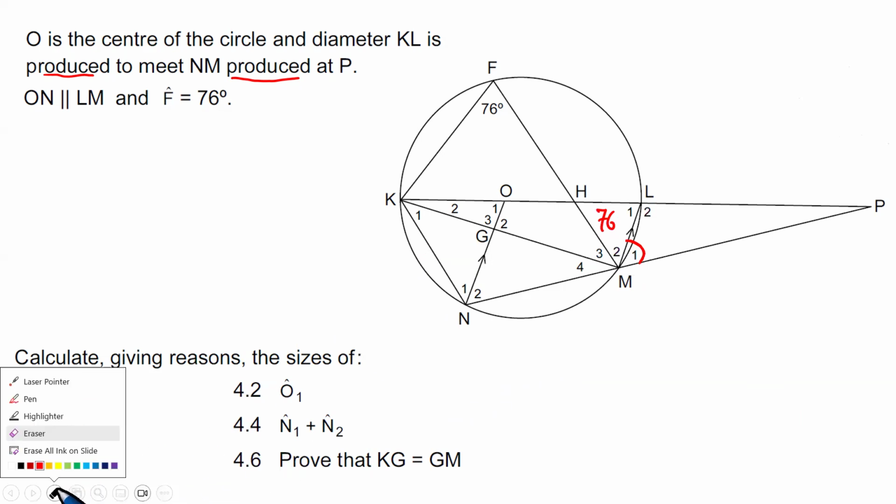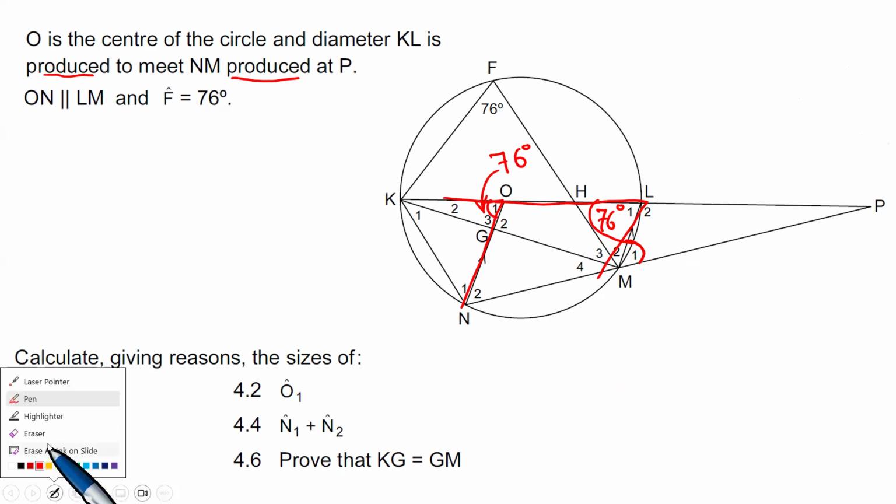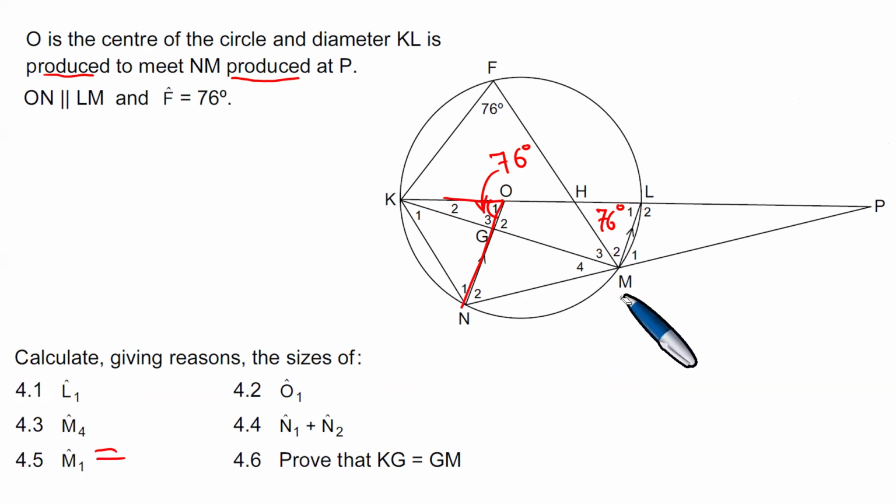L1 is 76 degrees. And then, if this one is 76 degrees, you've already found this one. Because it was forming something like this with L1, we saw that this was also 76 degrees. The question is, what is the size of the angle M1? M for mother. I want to find the size of the angle M1.